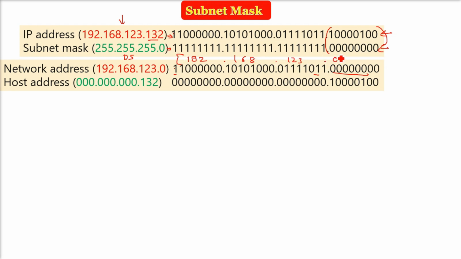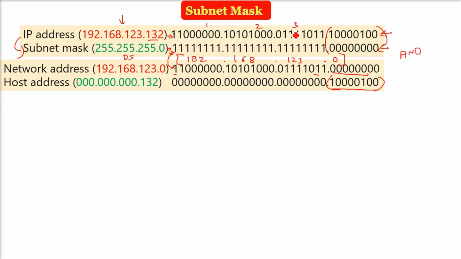So 192.168.123.0, this is the network address. So how did we get the network address? By ANDing the IP address and the subnet mask. And how to get the host address? You can invert the subnet mask and you can OR it with the network address. That is how you get the host address.